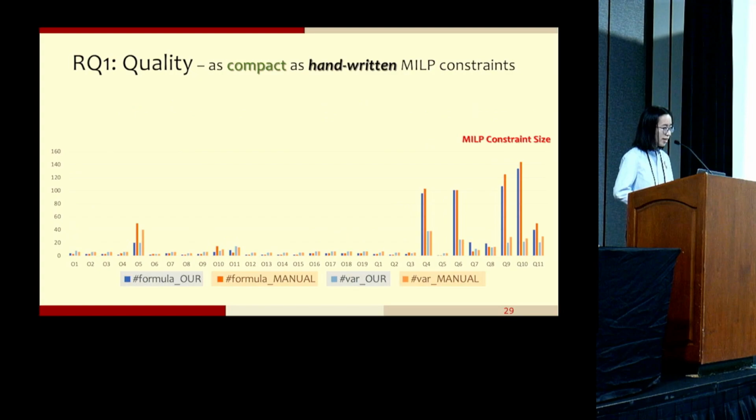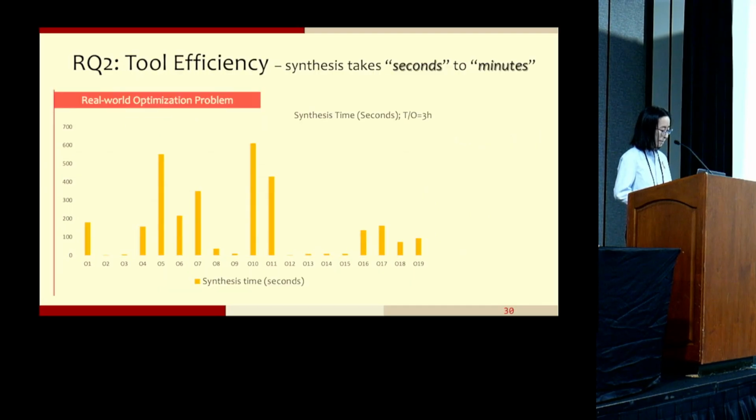We also compared the size of the synthesized constraints. It shows that the synthesized constraints are also very similar to the manually crafted constraints in terms of size, and nearly as compact as the manually crafted ones. So for RQ2, the efficiency of the synthesizer, we plotted the synthesis time for the real-world optimization benchmarks. As you can see here, the synthesis time typically takes seconds to minutes. So it is quite efficient, and much faster and more economical than recruiting a domain expert to manually write those constraints.